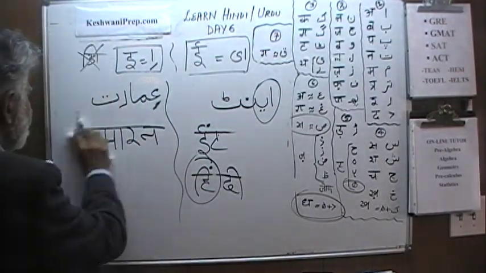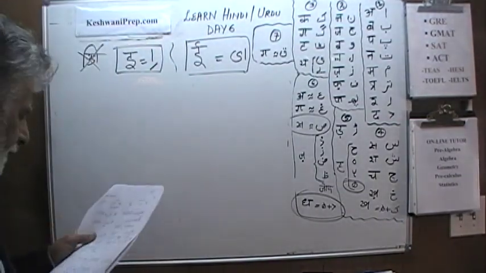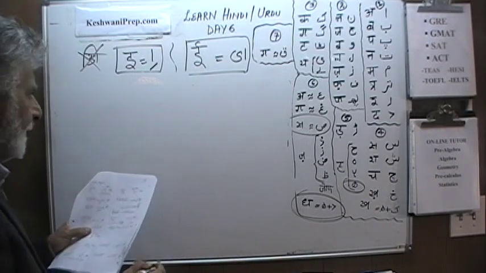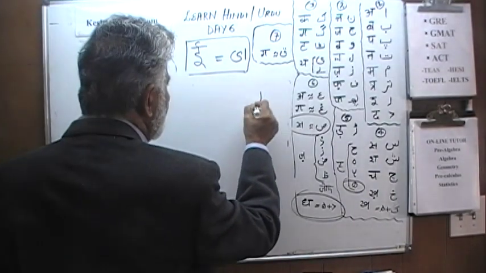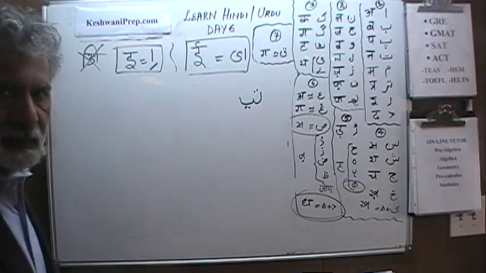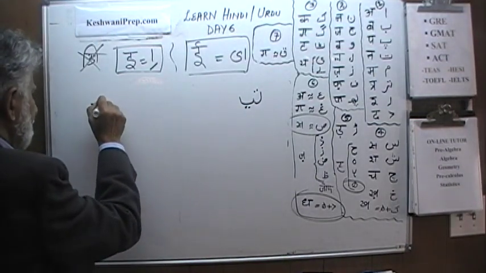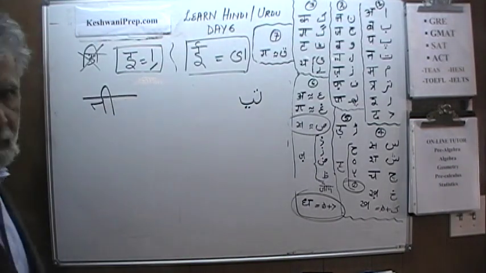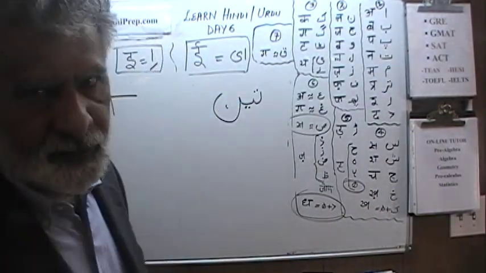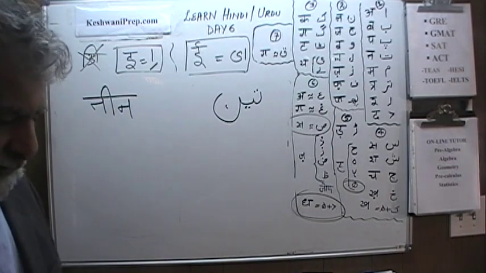Let's do the next pair. So next word is very easy. Te and ye. That's going to make a T. But because it takes a ye, it's a badi ki matra. Tee, t. And then a noon. Teen. Teen is three. Very simple, very straightforward. Teen.